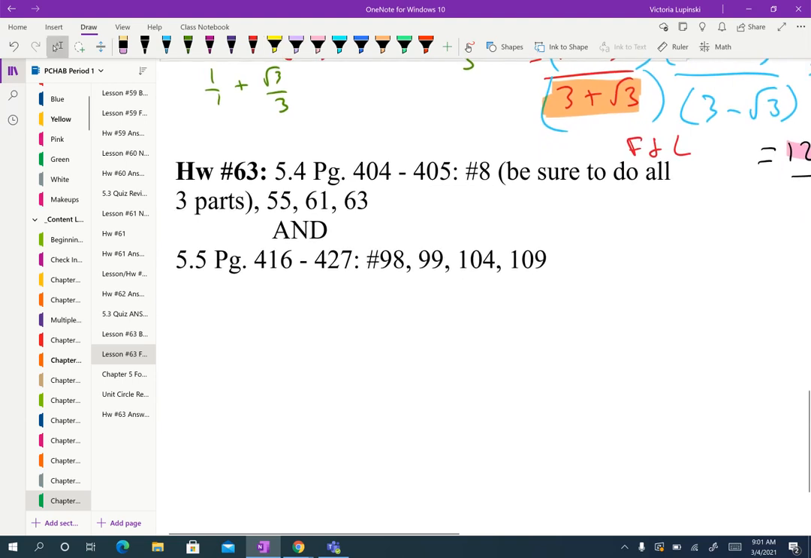That brings us to homework number 63. Please make sure you note that homework number 63 takes place in 2 sections. Most of these problems are proofs. The only one that is not is number 8. Number 8 asks you to find exact values, and it asks you to do the sine, the cosine, and the tangent. So that's what I mean when I say be sure to do all 3 parts.